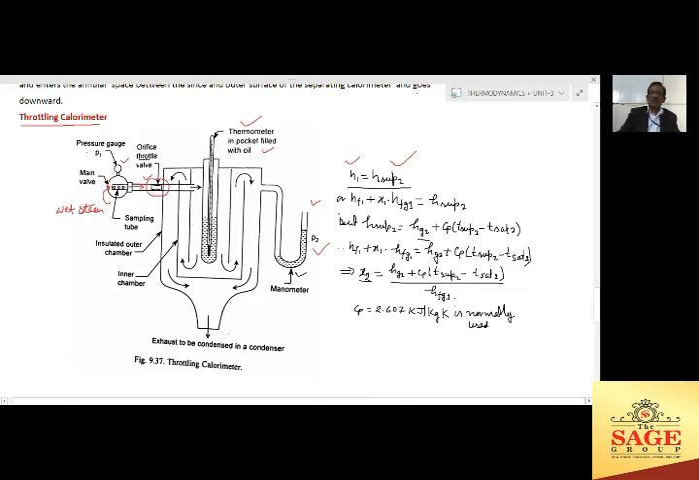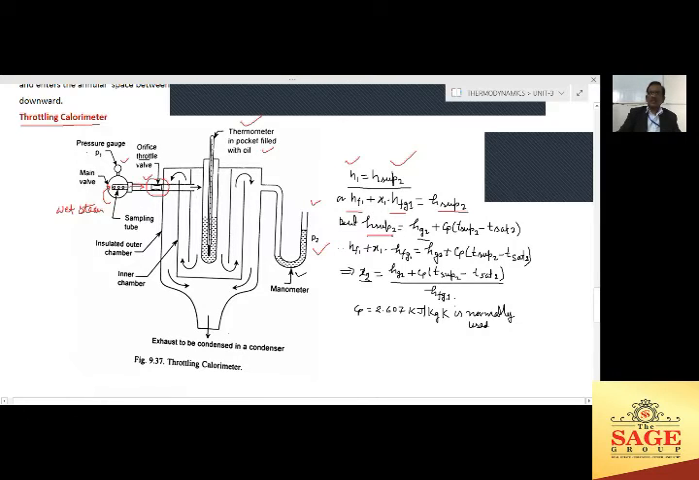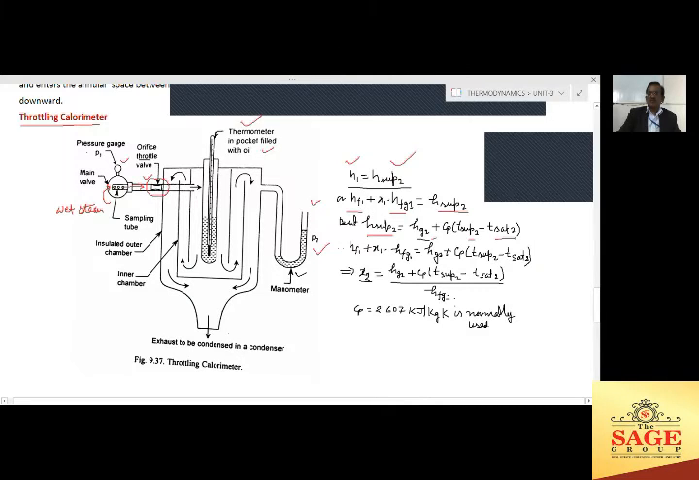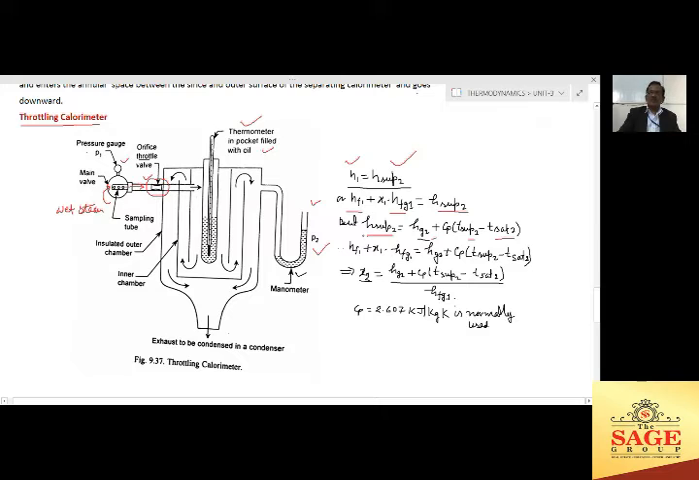So we can follow this formula: H1, which is the enthalpy of the wet steam, can be written as HF1 plus X1 into HFG1. Here X1 is the dryness fraction of the wet steam in this case. That will be equal to H super 2, the enthalpy of the superheated steam after throttling. But H super 2 can also be written as Hg2 plus Cp (T super 2 minus T saturated 2). So this H super 2, the enthalpy of the superheated steam, can be written in this form also.